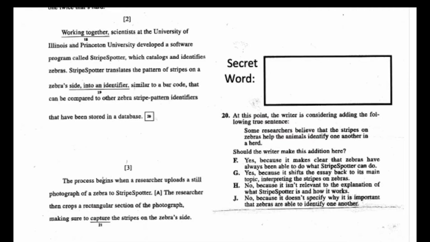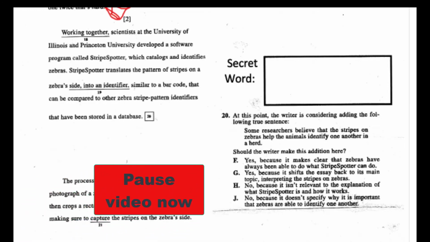Problem number 20, at this point the writer is considering adding the following true sentence: Some researchers believe stripes on a zebra help animals identify one another in a herd. Should we add this, yes or no? Now, what I'd like you to do with 20, go ahead, look at your topic sentence. Your topic sentence is all the way back up here. Use the candy list rule, and don't forget about abandoned boxcar with 1 comma. Pause the video here. We'll come on back with the explanation in a second.